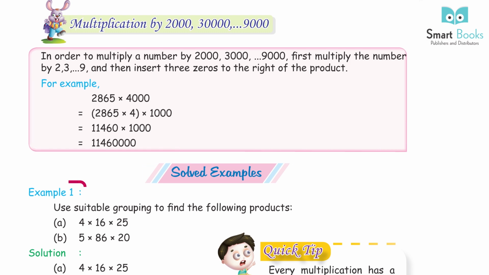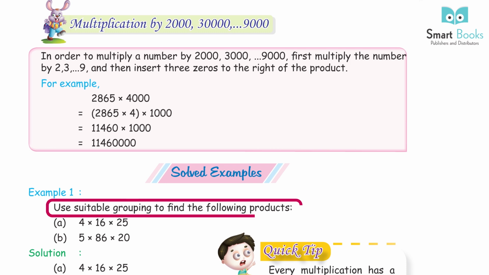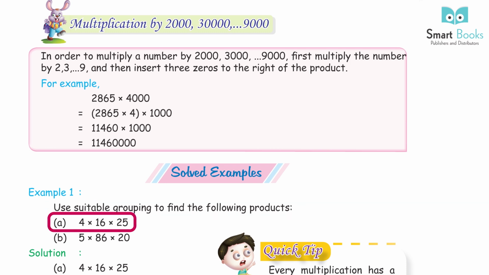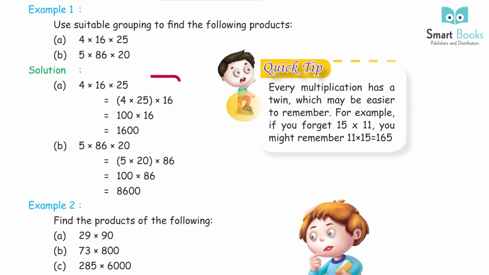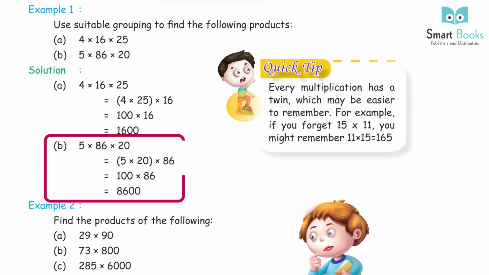Solved examples. Example 1. Use suitable grouping to find the following products. A. 4 into 16 into 25. B. 5 into 86 into 20. Solution. A. 4 into 16 into 25 is equal to 4 into 25 into 16, which is equal to 100 into 16, which is equal to 1600. B. 5 into 86 into 20 is 5 into 20 into 86, which is 100 into 86, which is equal to 8600.